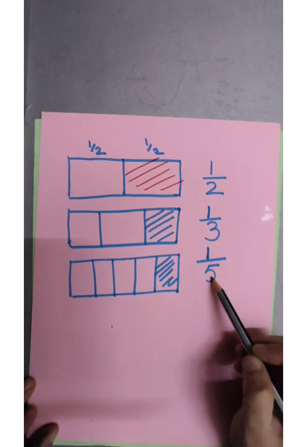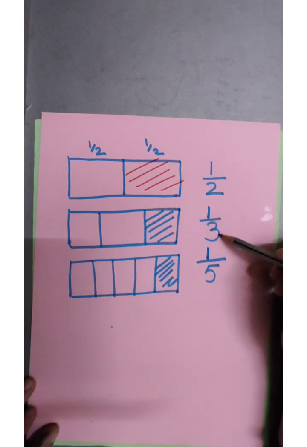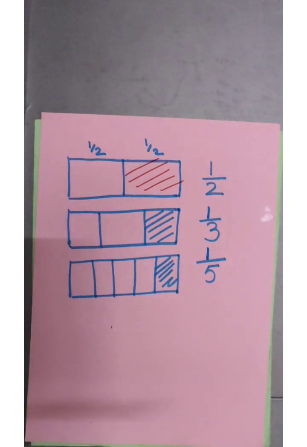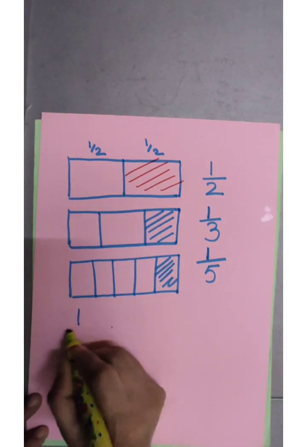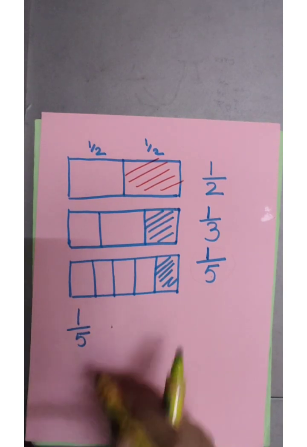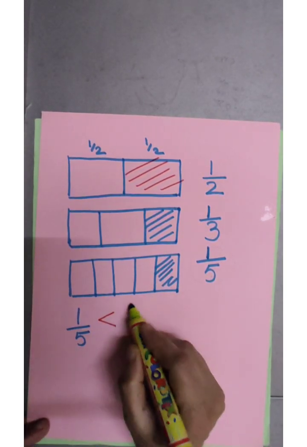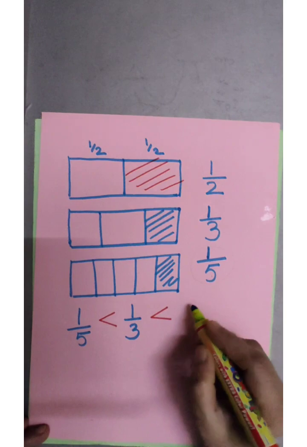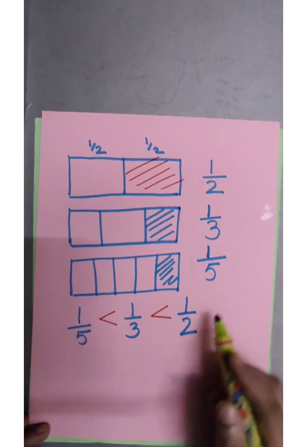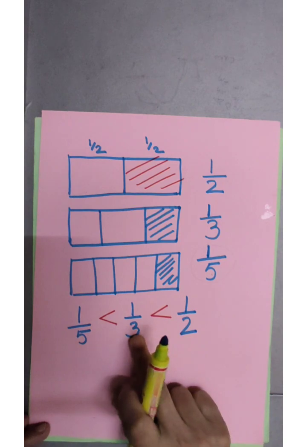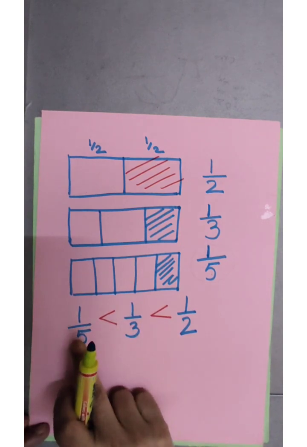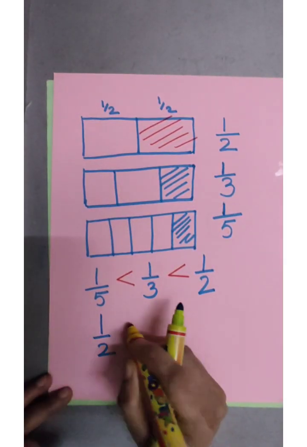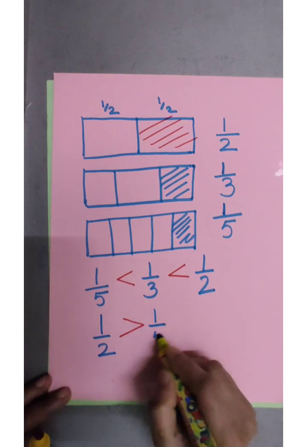So 1 by 5 is smaller than 1 by 3 and 1 by 3 is smaller than 1 by 2. So I can write it as fraction 1 upon 5 is smaller than fraction 1 by 3 and fraction 1 by 3 is smaller than fraction 1 by 2. That is, half is bigger than 1 by 3 and 1 by 3 is bigger than 1 by 5. You can also say that half is bigger than 1 by 5.